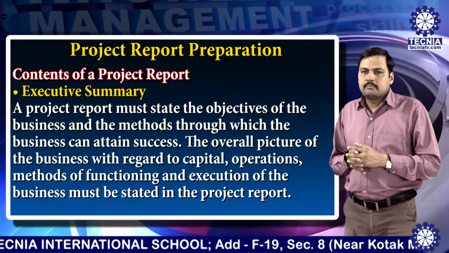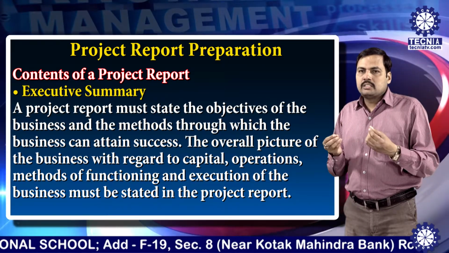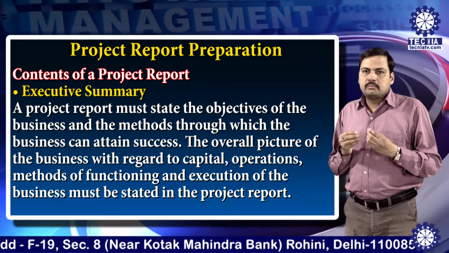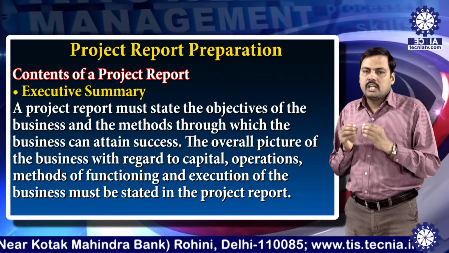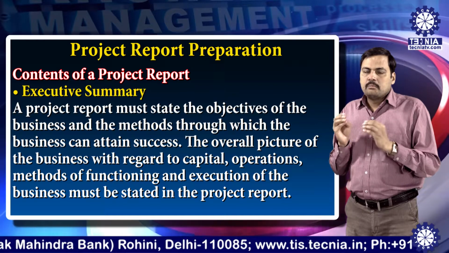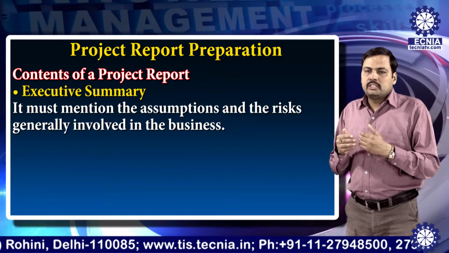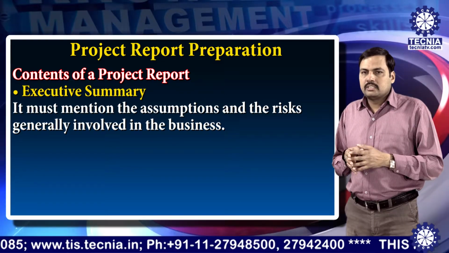Executive summary. A project report must state the objectives of the business and the methods through which the business can attain success. The overall picture of the business with regard to capital, operations, methods of functioning and execution of the business must be stated in the project report. It must mention the assumptions and the risks generally involved in the business.